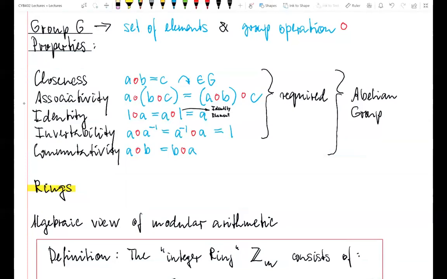Another requirement, and that's the last one that is actually required, is that we can invert an element. So we have an inverse of an element. Each element has a unique inverse, which means that if we apply the group operation to an element and its inverse, we get the identity element. So there is some reference to the identity element.